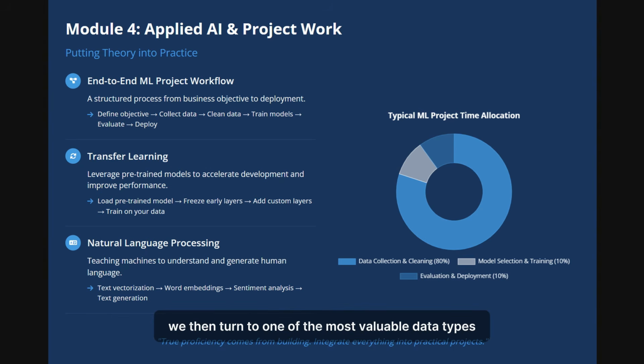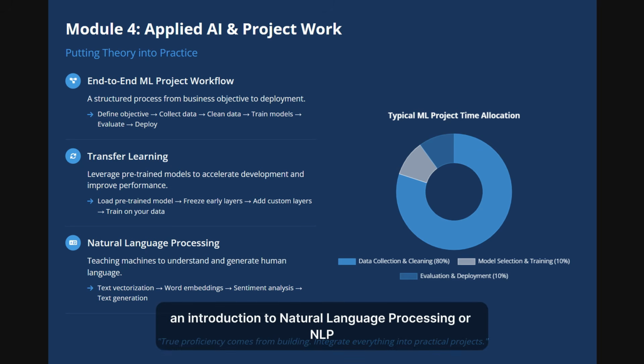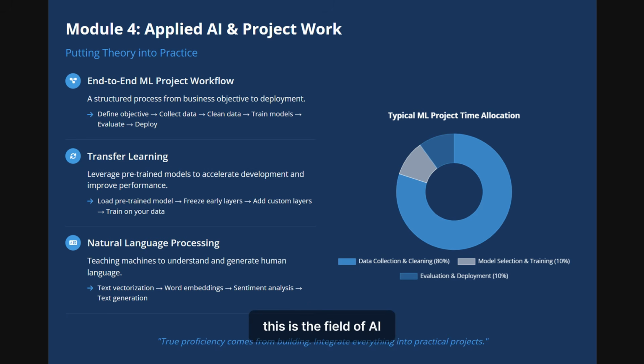We then turn to one of the most valuable data types in Lesson 4.3, an Introduction to Natural Language Processing, or NLP. This is the field of AI dedicated to understanding human language. The first challenge is always turning words into numbers that models can understand. This is called vectorization. State-of-the-art models like BERT create powerful word embeddings, where the vector for the word bank is different in riverbank versus investment bank.